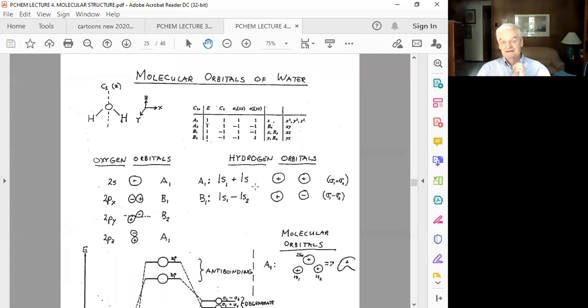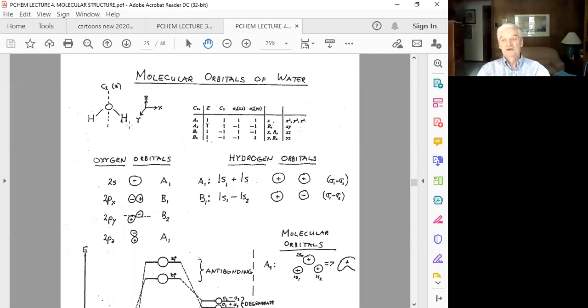There's an omission in your lecture notes. What I should have here is that this combination on the hydrogen atoms is 1s1 plus 1s2. When we start looking at bonding in larger molecules, you have to look at all of the equivalent orbitals simultaneously. So water has two equivalent hydrogen atoms, so we have to look at the hydrogen atom on the left at the same time as the one on the right. So we look at 1s1 and 1s2. And then we make combinations of these.